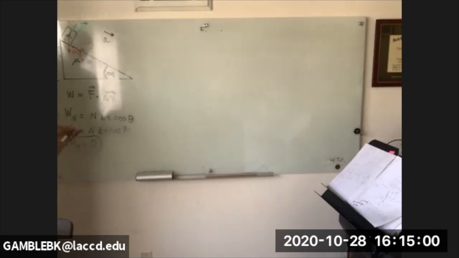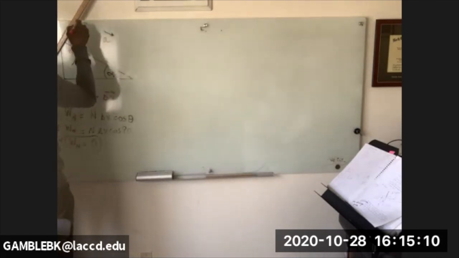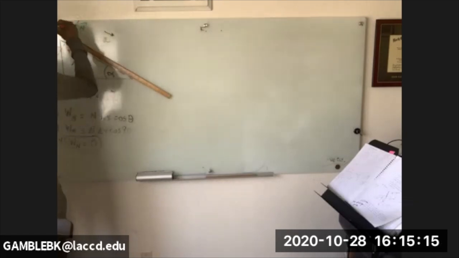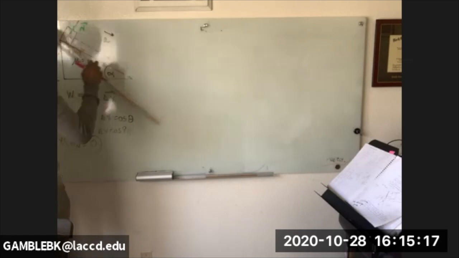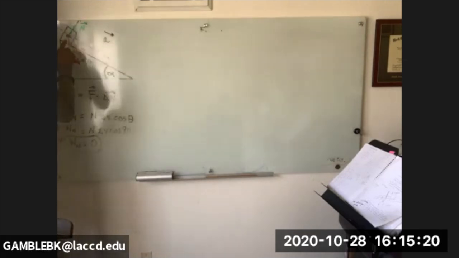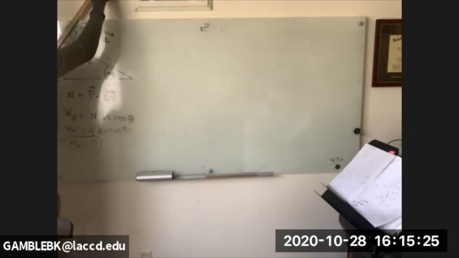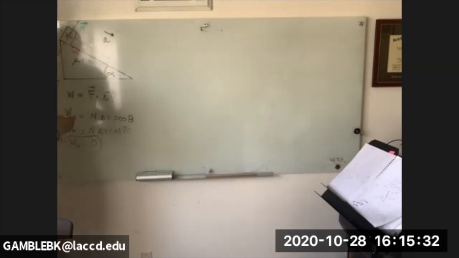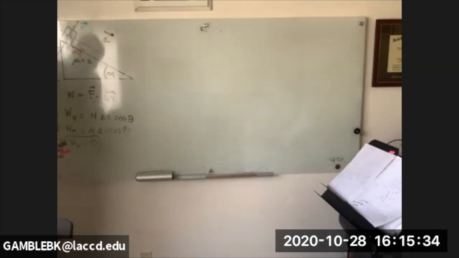Now, look at the weight. Remember, we have to find the component of the weight. There's a couple ways we could do this, right? You could find the component, or you could just take the total weight. Either way, it's going to give you the same answer, right? The weight is at some angle relative to the direction that it's moving.